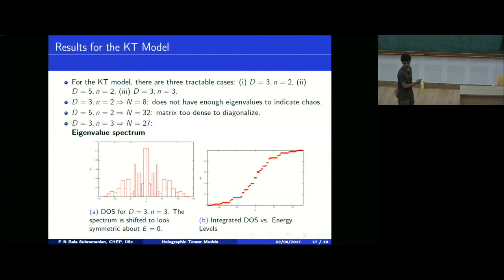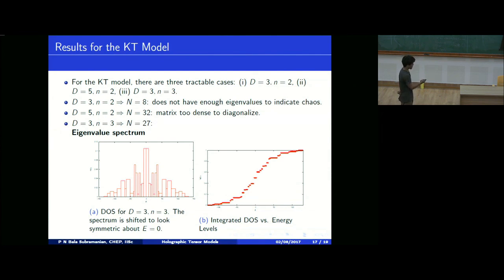It's qualitatively different. D equals 5, N equals 2 corresponds to N equals 32, which is again finding SO32 matrices, but the Hamiltonian creates too many terms so that the matrix becomes too dense to be diagonalized. The other tractable case is D equals 3, N equals 3, where you have to find gamma matrices corresponding to SO27. This was done by them, and the eigenvalue spectrum looks like this, which is qualitatively similar to what we find in the Gurau-Witten case.